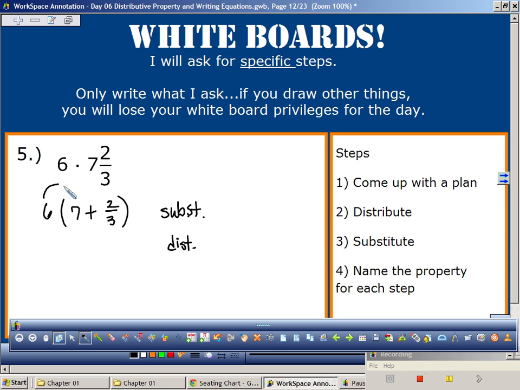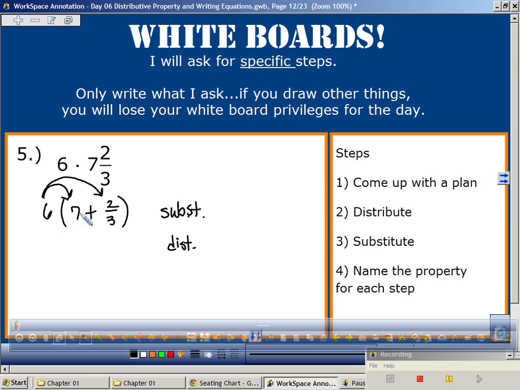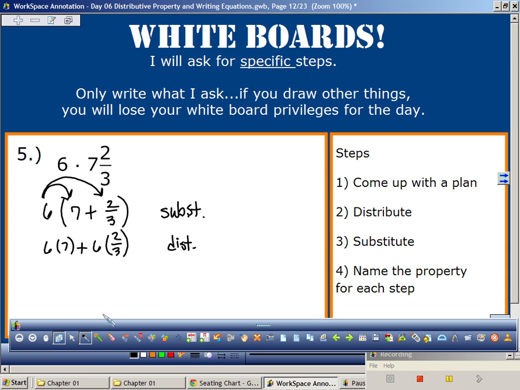3, 2, 1. So if I distribute 6 times 7, and we're going to make sure that 6 gets distributed to the 7. Oops, it's under our distributive property right here. 6 times 7 plus 6 times 2/3. I'm going to rewrite this though. I think it's pretty safe to say that this is 42, correct?